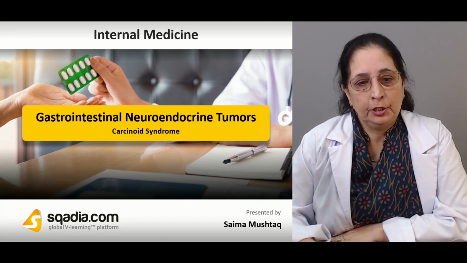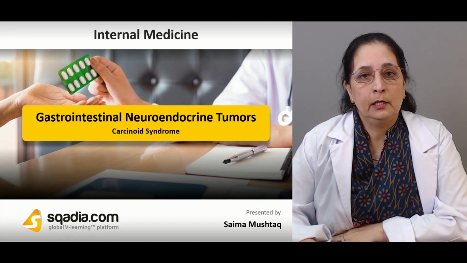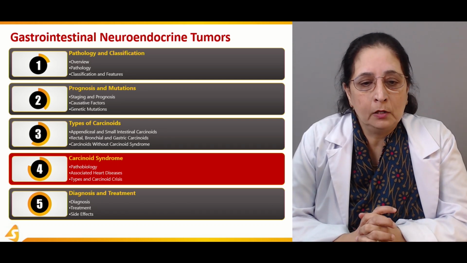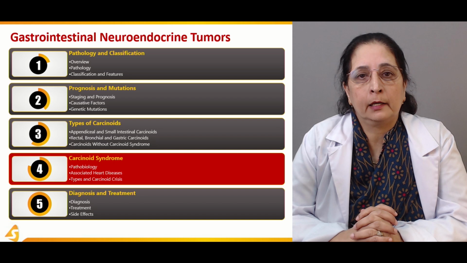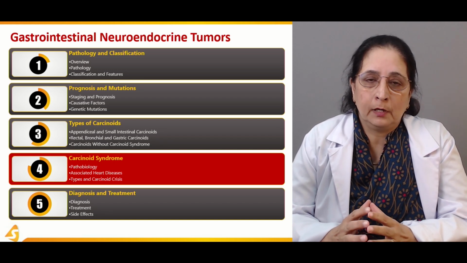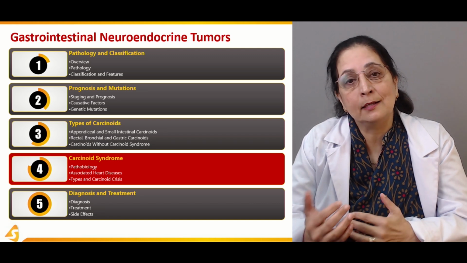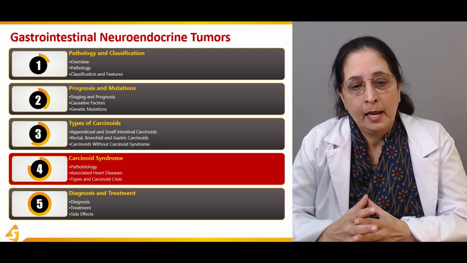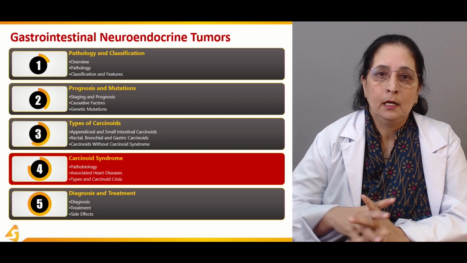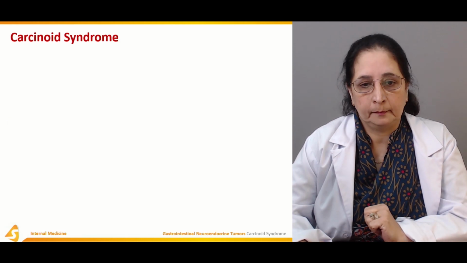In the fourth section, now we will talk about the carcinoid syndromes. What's the pathobiology of the carcinoid syndrome? What are the different types of carcinoid syndrome? What is carcinoid crisis? And what are the associated heart diseases with the carcinoid syndrome?